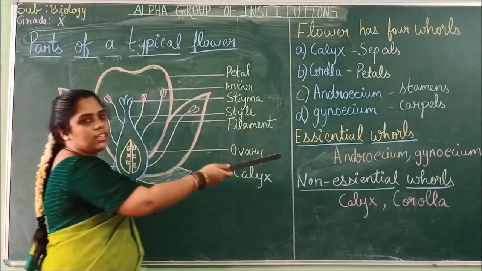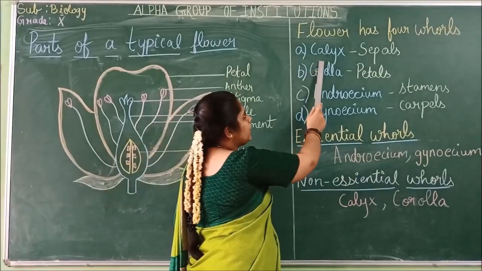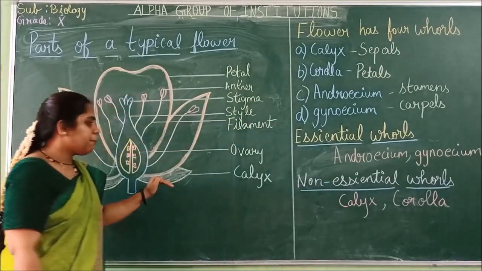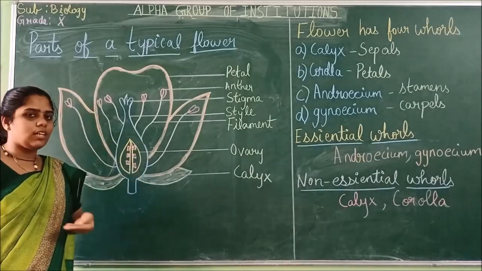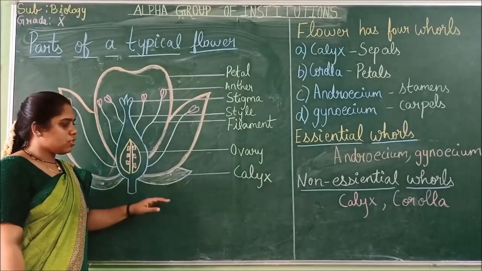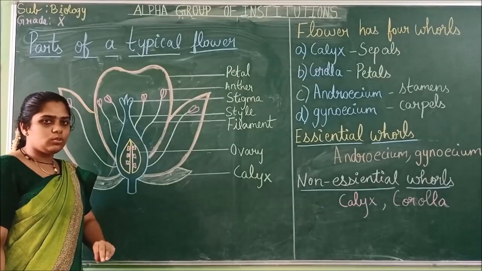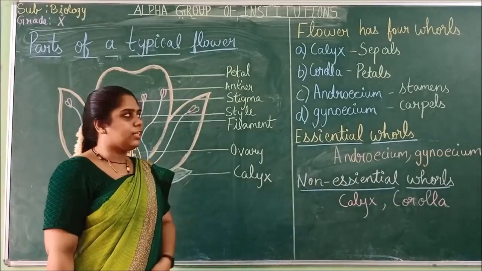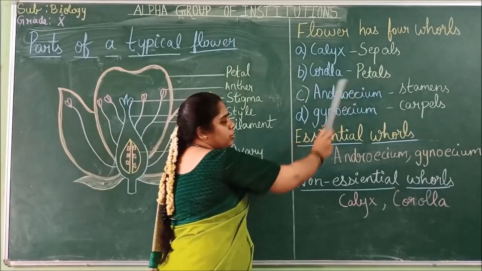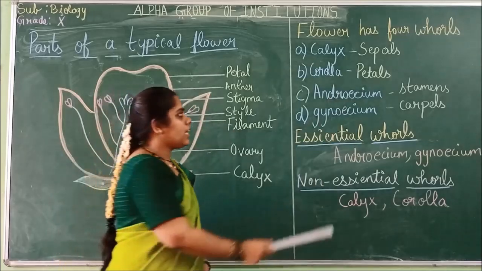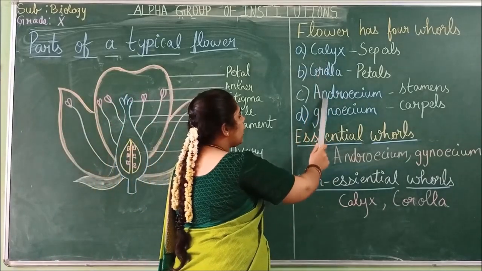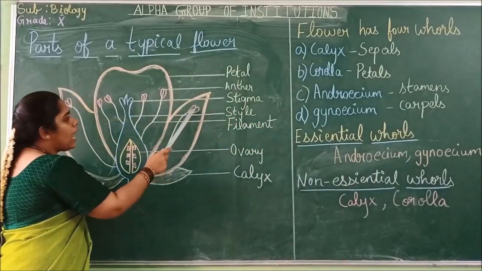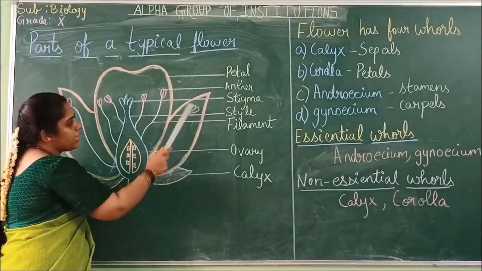Next we will see in theory. First is the calyx. Calyx will have sepals, the petal-like structures underneath. Calyx has two sepals, three sepals; according to the flower, the number of sepals differs. And corolla means petals. Calyx, corolla, and androecium. Androecium is nothing but the anther and the filament.